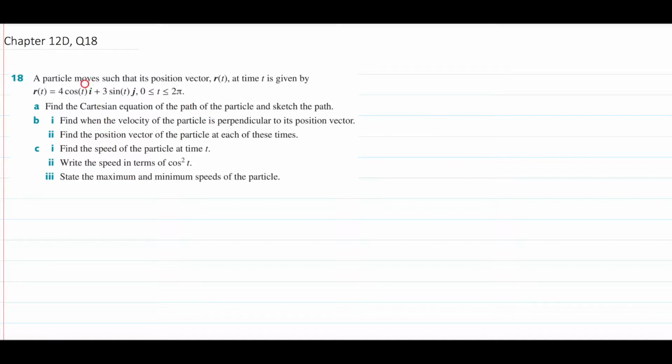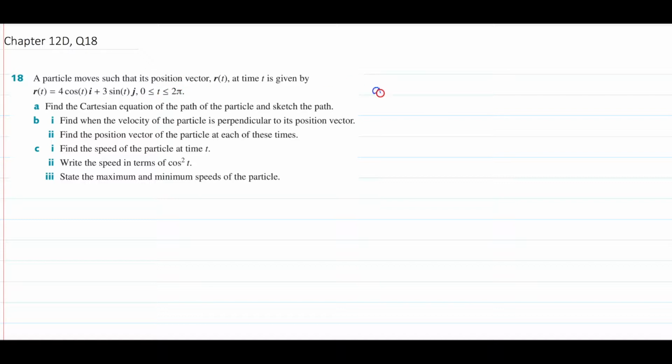Right, so let's have a read. A particle moves in such a way that its position vector r(t) at time t is given by this position vector right here. Once again, only two dimensions. i is your horizontal, j would be your vertical. And it's only between 0 and 2 pi. So normally you get t bigger than 0 and that's it, but this one has a restriction. It's only up until 2 pi.